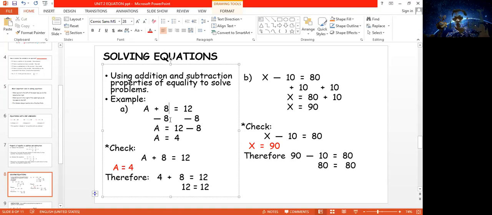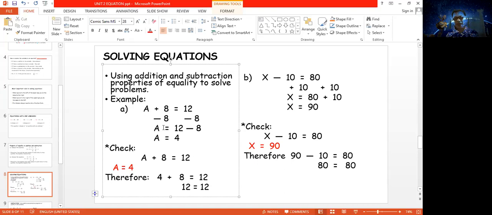And then what you do to the left, you do to the right. You have here 12 minus 8. Okay, so now if we subtract, 8 minus 8 is equal to 0. So what is left now is a, our variable. Now our variable is already isolated, it's already alone, so you're cool.